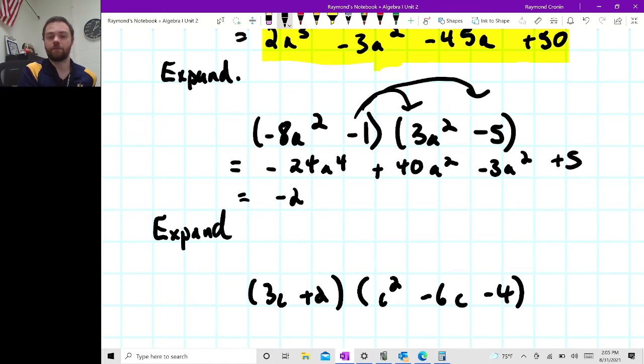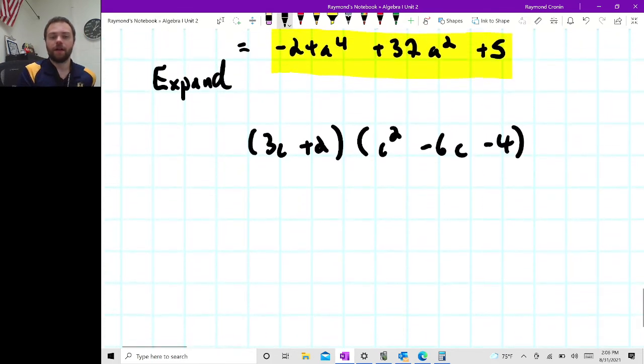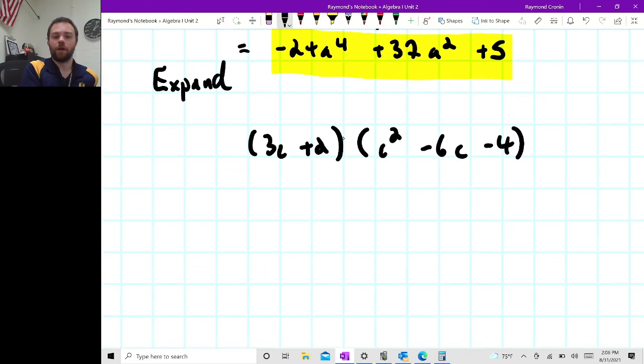So I've got -24a to the fourth, 40a squared minus 3a squared is 37a squared, plus 5. And that is the answer. So I combined those like terms: 40a squared, 40 minus 3 is 37. And then I've got one last problem to do.